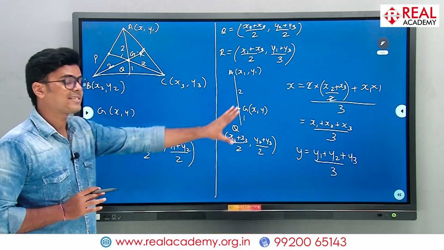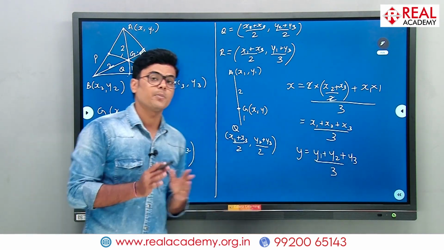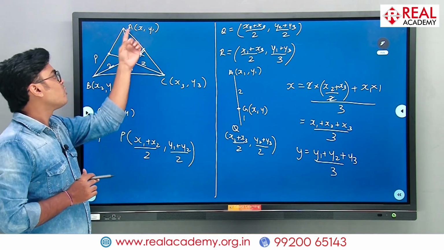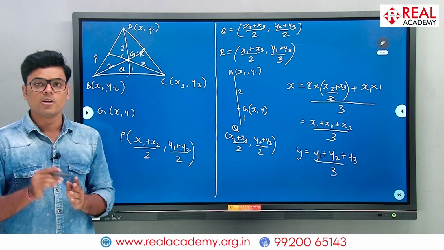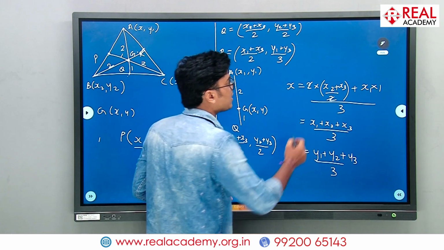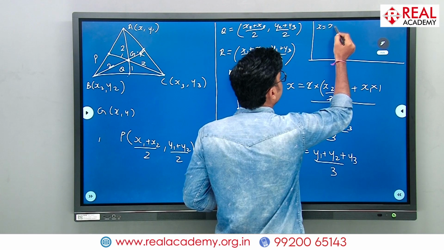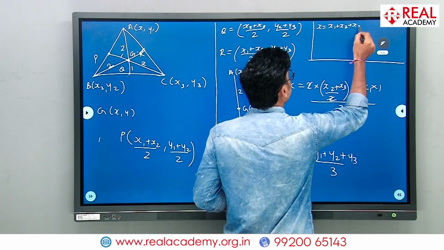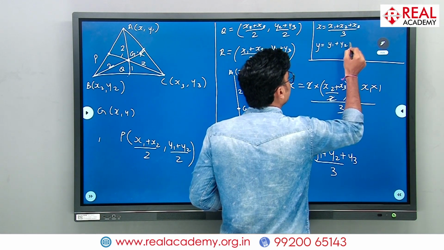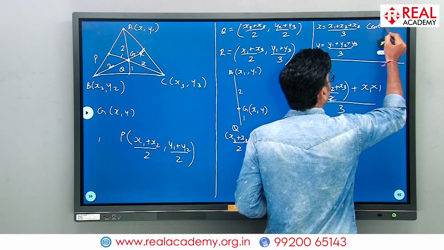Okay, so this is the centroid formula, where x1, x2, x3, y1, y2, y3, what are these? Coordinates of the vertices of the triangle. So if the coordinates of all three vertices of a triangle are given in the question, you can easily find the centroid of that triangle using this formula. So I'll write this formula again properly here. Okay, centroid formula, x coordinate is x1 plus x2 plus x3 by 3 and y coordinate is y1 plus y2 plus y3 by 3. This is called the centroid formula.